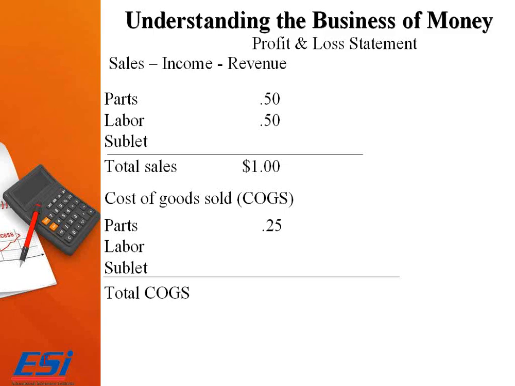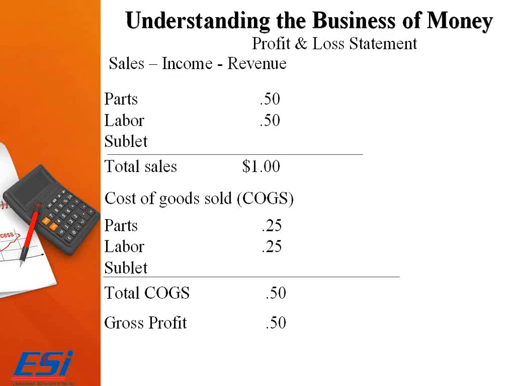So in our example here, we sold some stuff, 50 cents worth of parts and 50 cents worth of labor, and then we had 25 cents worth of parts. That's what I paid for my parts. I have my labor. I paid my technician 25 cents. That means I have a total cost of goods sold of 50 cents, which means that when I subtract cost of goods from sales, I have gross profit. So I made 50 cents on this sale.